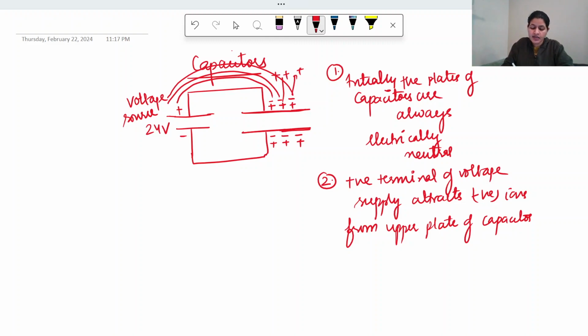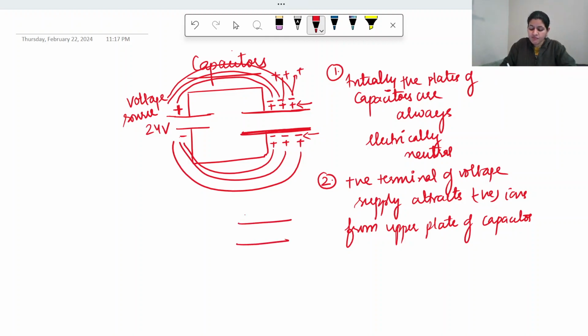So that way, and similarly, because like charges do not attract each other, rather unlike charges attract each other, all the negative from the upper plate of the capacitor is attracted by this positive of the supply. Similarly, all the positive is attracted by the negative of the supply, and at the lower plate of the capacitor the left ones are only the negative charges. Similarly, the left ones at the upper plate are positive charges. So now we have positive accumulated over the upper plate and negative accumulated over the lower plate.